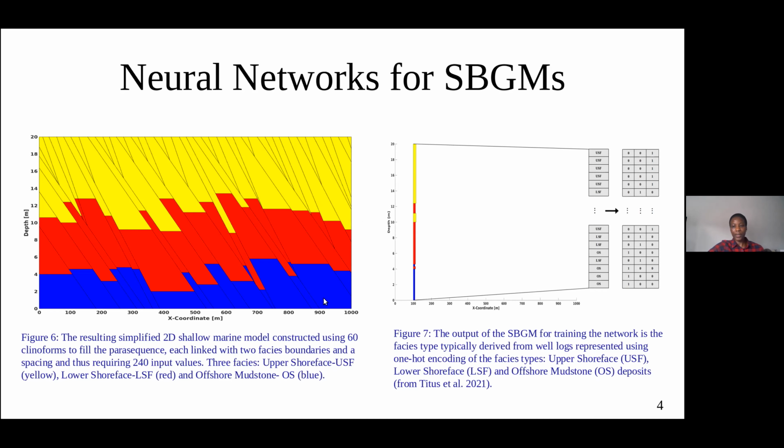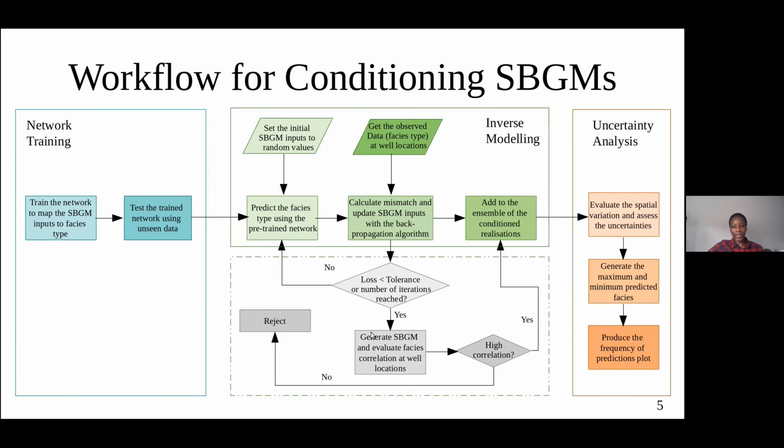So this is how we are able to train the neural network in the forward modeling process of generating surface-based models. In an earlier work, we did that, but just to highlight how we do the conditioning: like I said earlier, we train the neural network to learn the underlying process of generating surface-based models, and then we test our network. So this essentially is our forward modeling process.